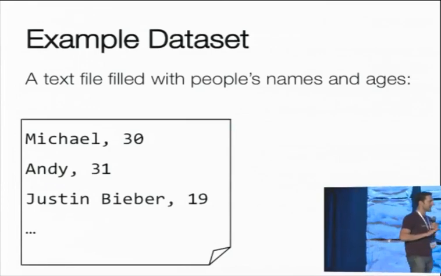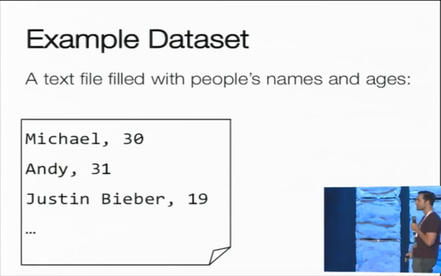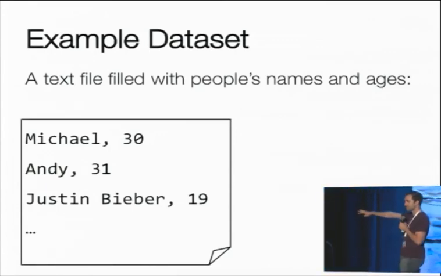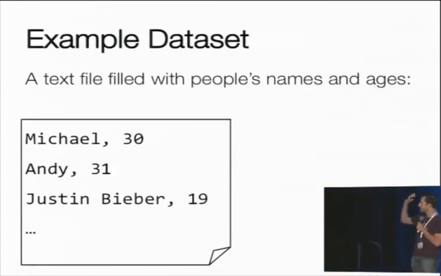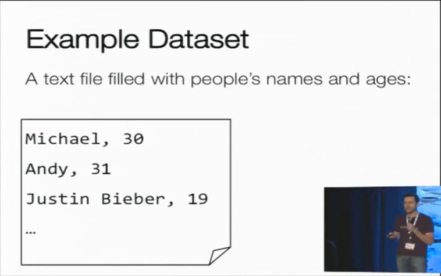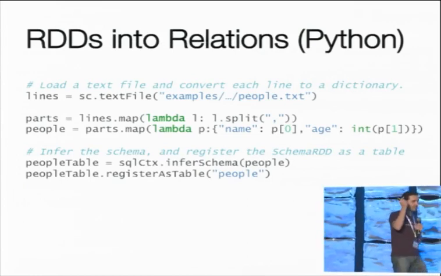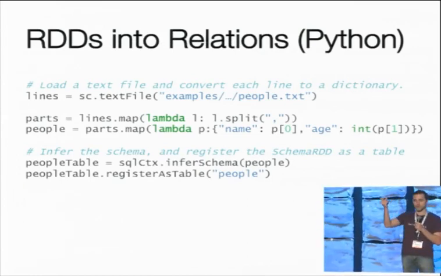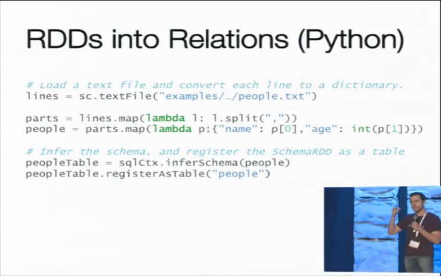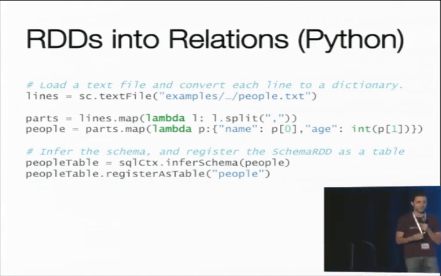For these examples, I'm going to start with a relatively simple data set. This is included with the Spark distribution, so you can do all of these examples from the Spark shell by default. Just consider that I've got some text file, and that text file is filled with names and ages separated by a comma. And I want to run SQL queries over this data. So the first step is I want to turn this standard RDD, this text file that I'm going to load in, into a relation. In order to do that, we need to break it up into its parts and assign names to each of the different elements of data.